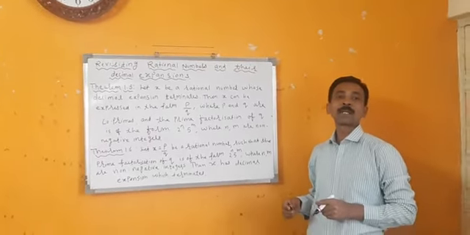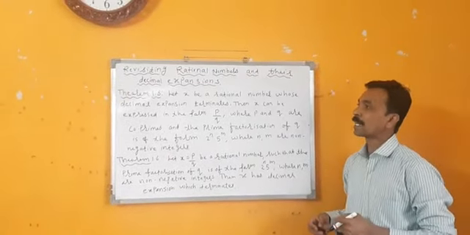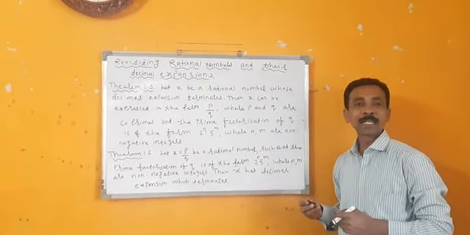Now we see the last part of the topic, revisiting rational numbers and their decimal expansions. Before we move to the exercise, you have to see three theorems. Those three theorems will help you to solve the sums.